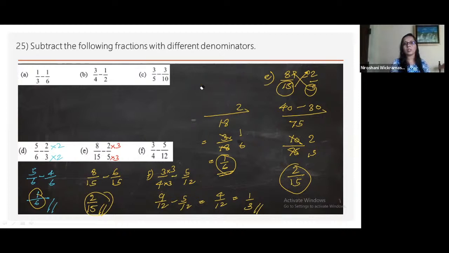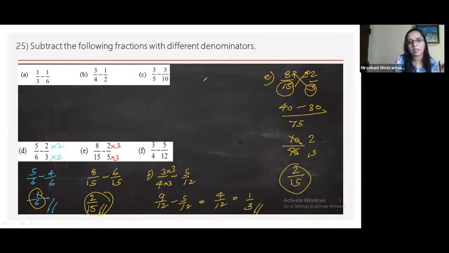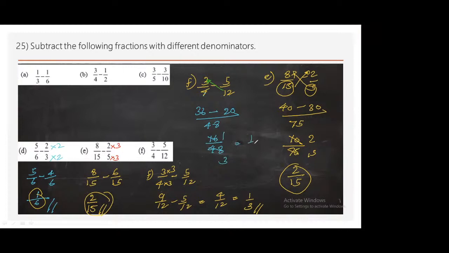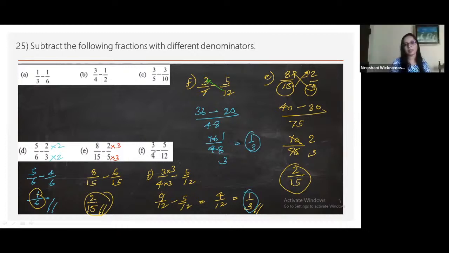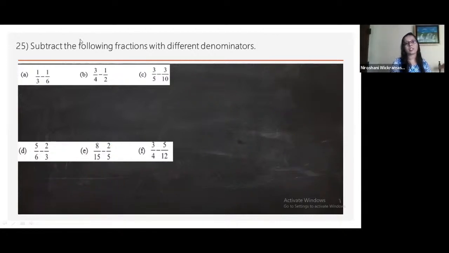I will do, by using the second method, F here. 3 over 4 minus 5 over 12. Do the cross multiplication, 12 times 3, 36, 4 times 5, 20, 4 times 12, 48. 36 minus 20, that is 16 over 48. How many 16 here? 1. How many 16 here? 3. 1/3. So look at these 2 answers. 2 answers are same, right? Right. We'll go to the next one.